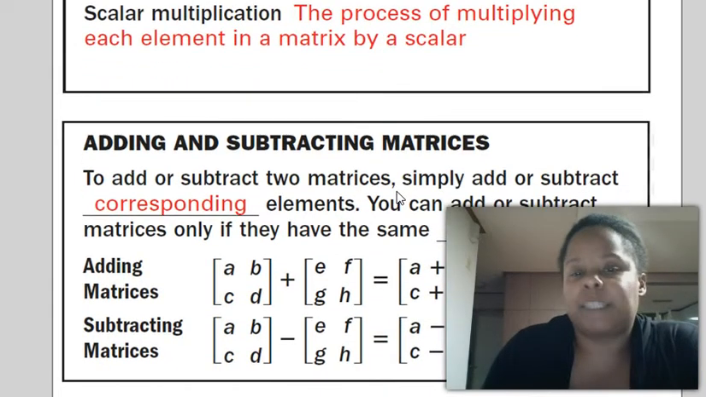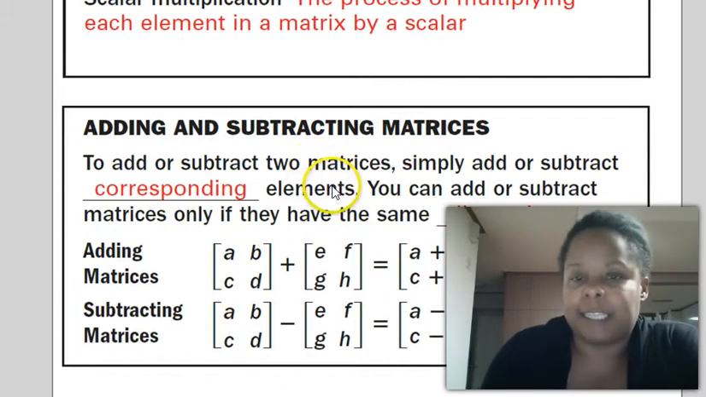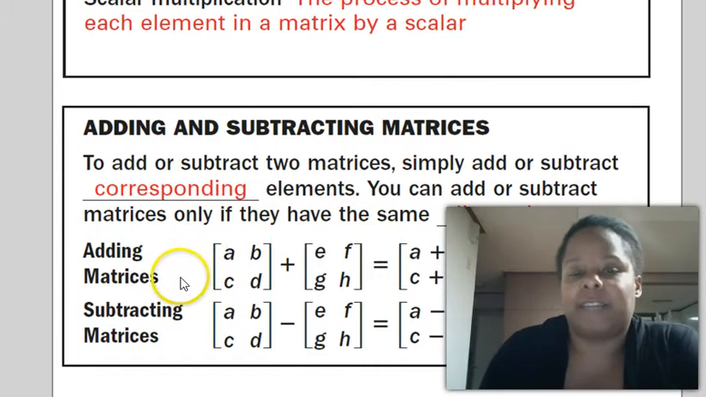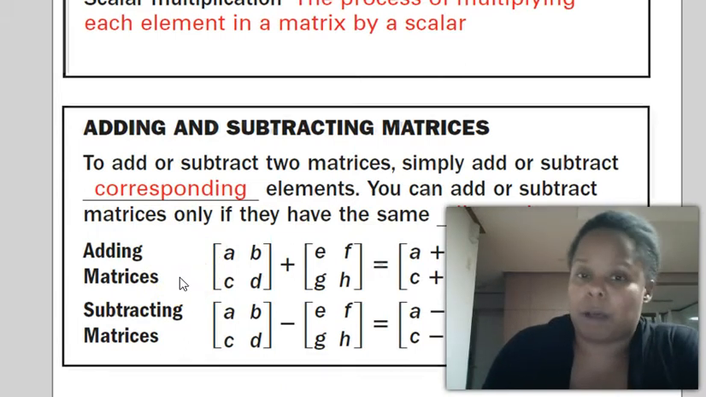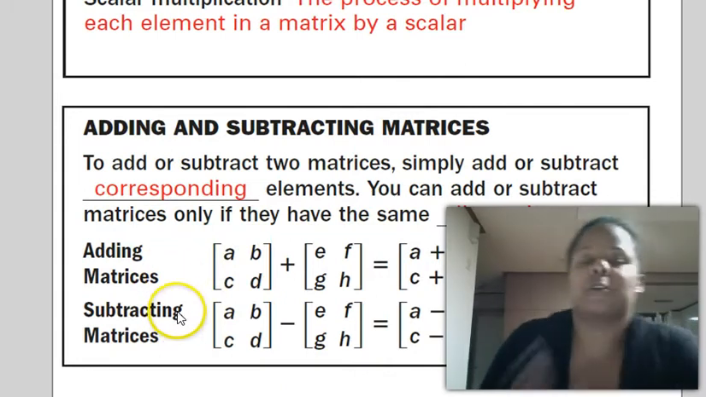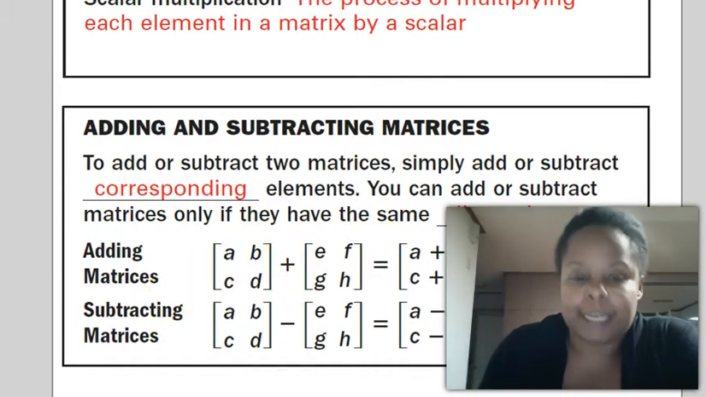And then for adding and subtracting matrices, first of all, they have to have the same exact dimensions. In other words, they have to have the same number of rows and the same number of columns. If not, you can't add or subtract the matrices. If they do have the same number of rows and columns, then you can add or subtract them. And how you do that is you take each corresponding value.